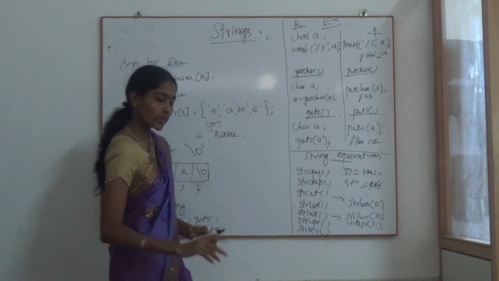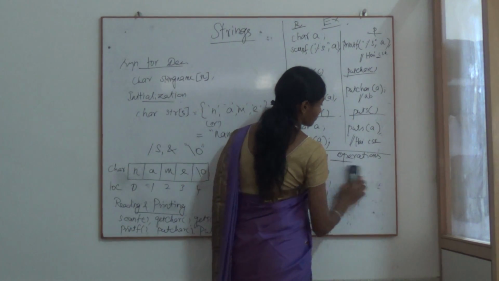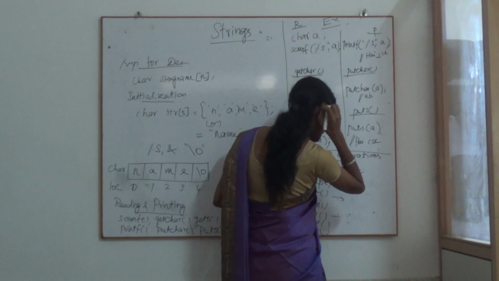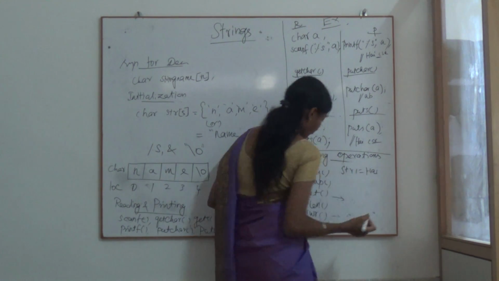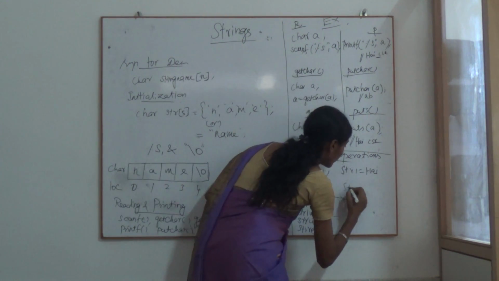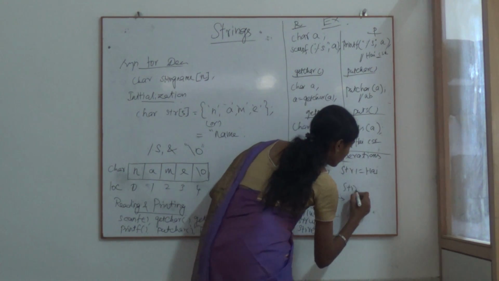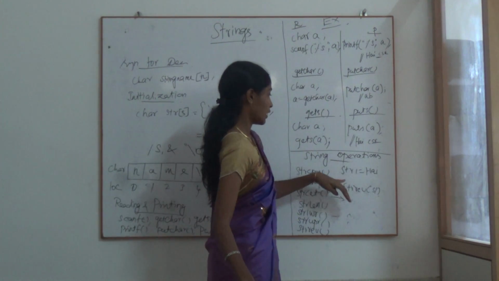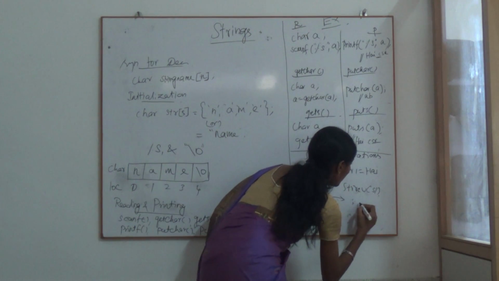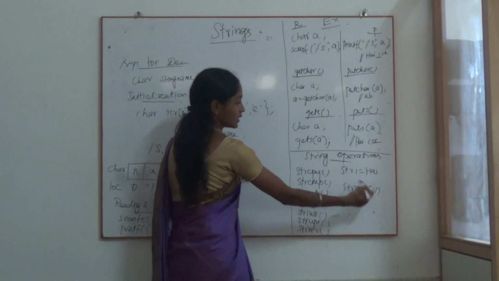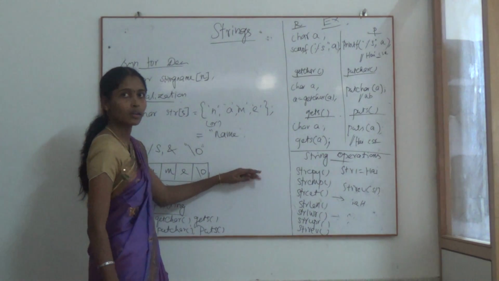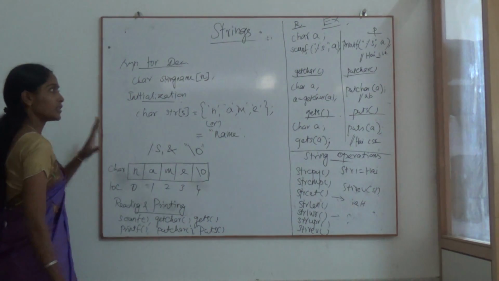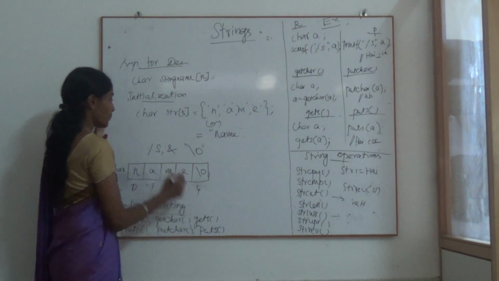Then string reverse. The string reverse function is used to reverse the given string. For string 1 equal to hi, if you use the string reverse function, strrev of S1, it will print IAH. The string is reversed. Like this, all the functions operate on strings.